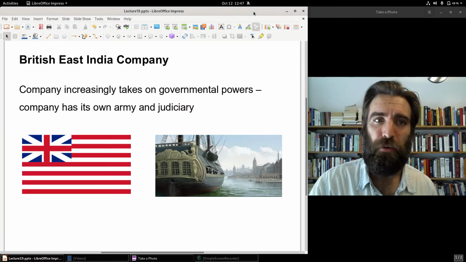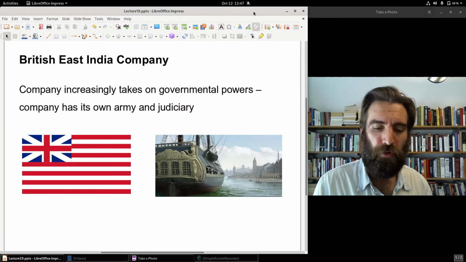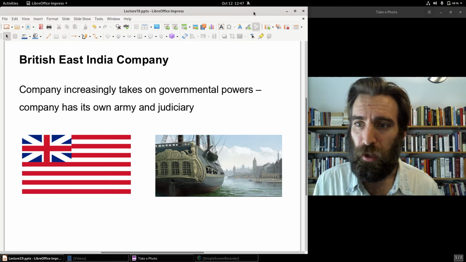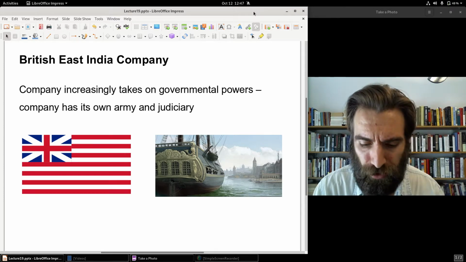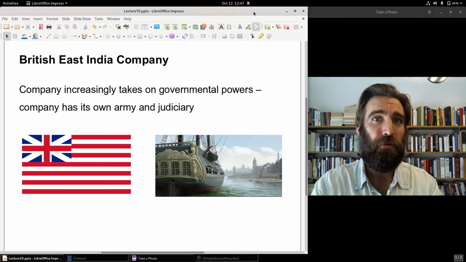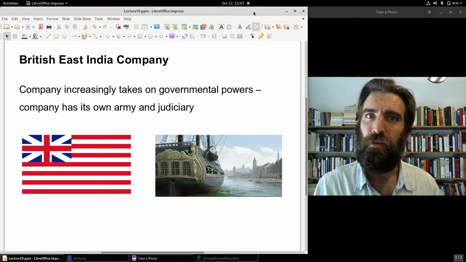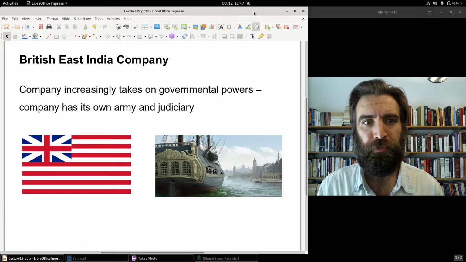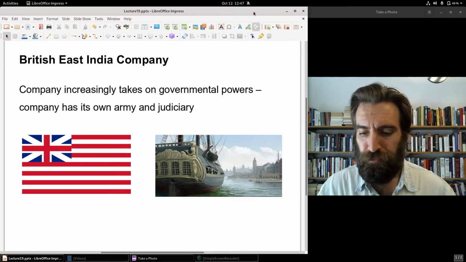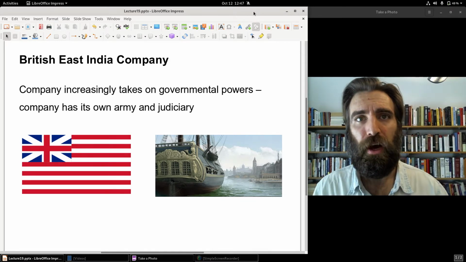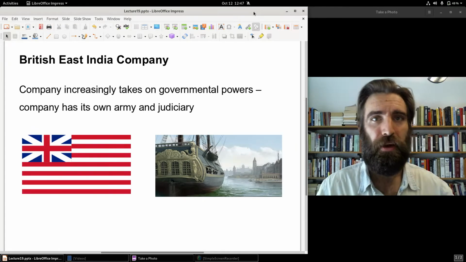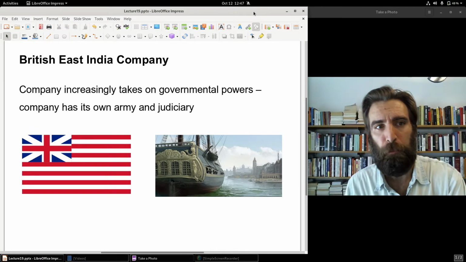And then the third power in the region, a growing power, of course, is the British East India Company. And the British East India Company more and more begins assuming governmental powers. It has its own private army, its own judiciary. It dominates trade along the coast of the Bay of Bengal and along the coast of the Arabian Sea.